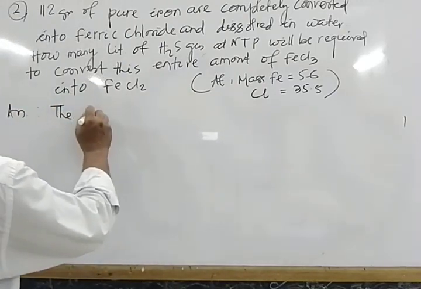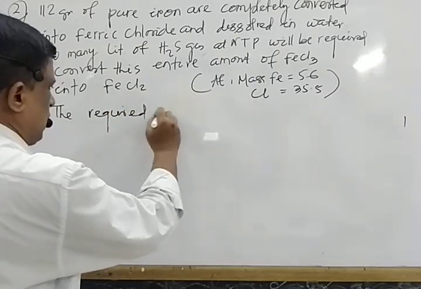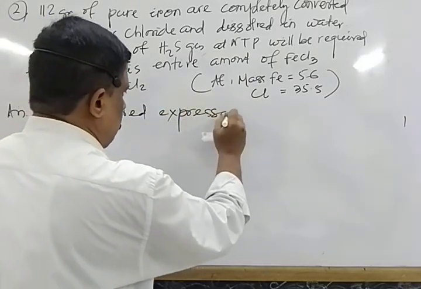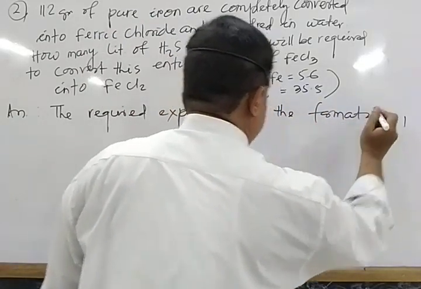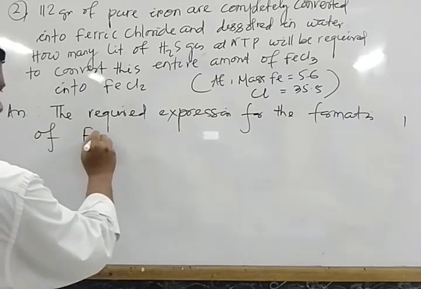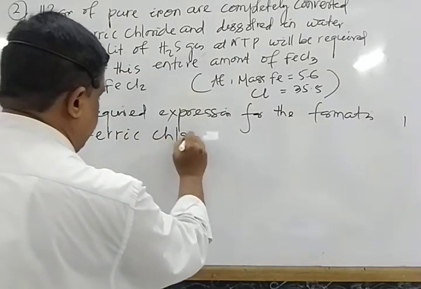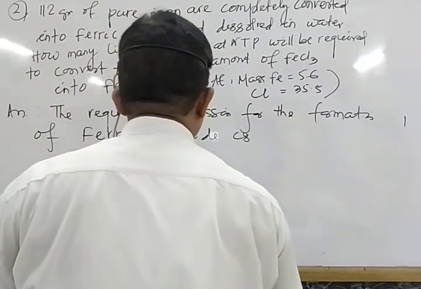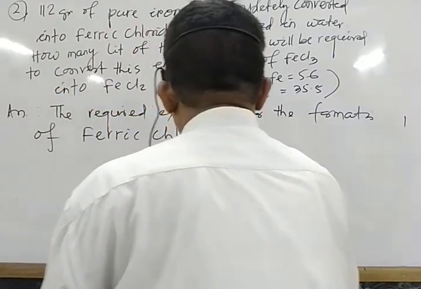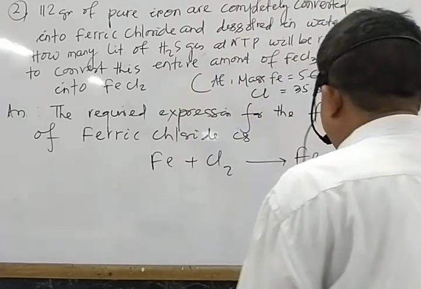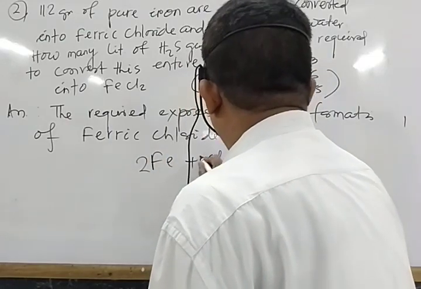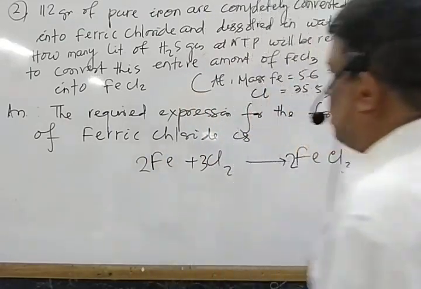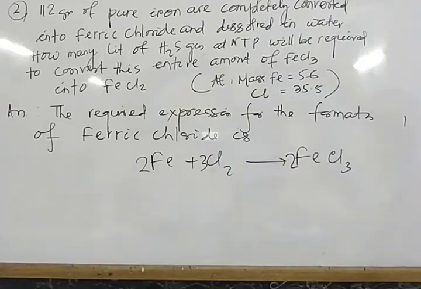The required expression for the formation of ferric chloride is iron combines with chlorine to form ferric chloride. That means 2, 3, 2. So it is clear that 2 moles of iron combine with 3 moles of chlorine to form ferric chloride.